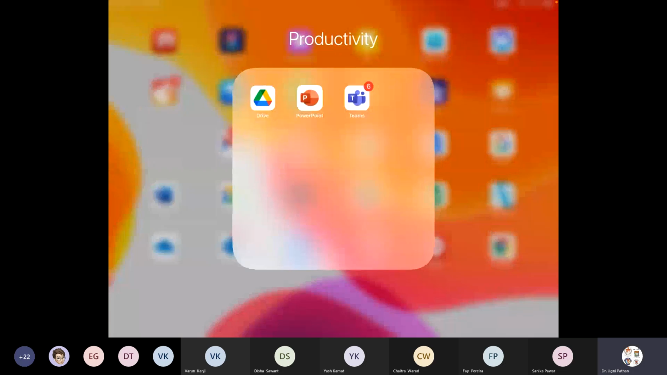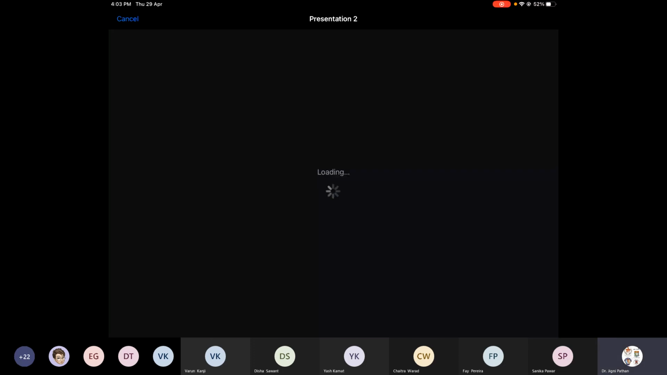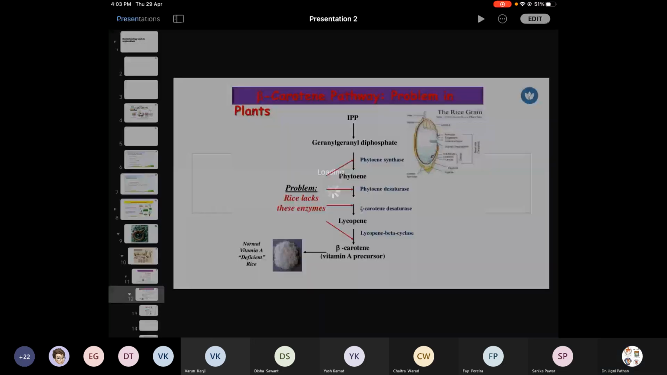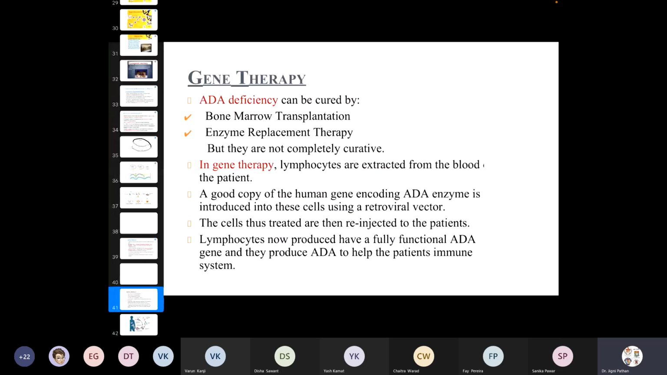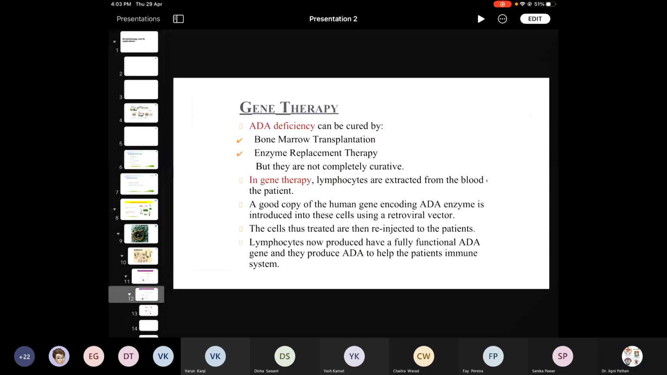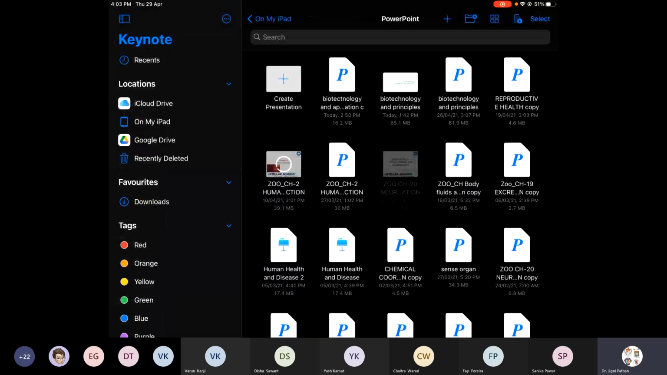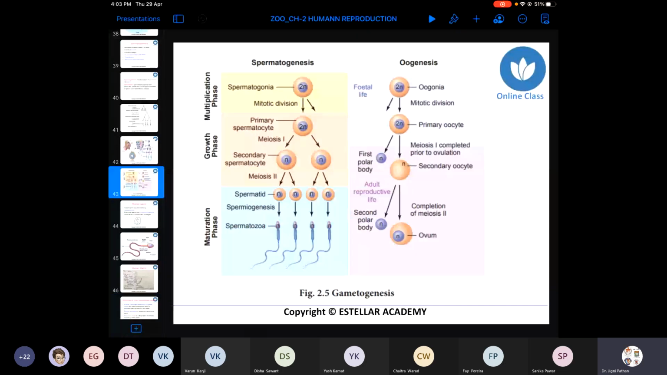Which was the last slide? I'm hoping that everybody is here. Human reproduction, right? Anybody with doubts for the human reproduction?